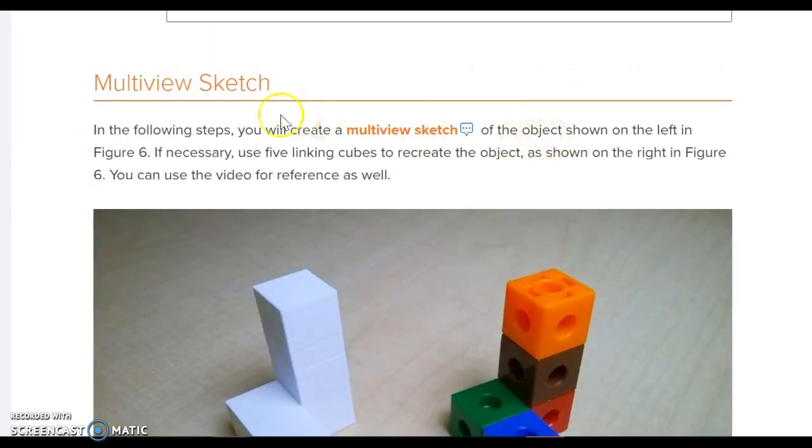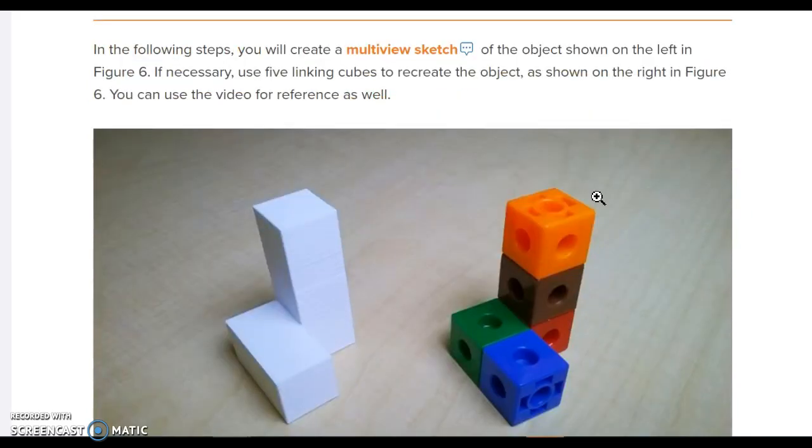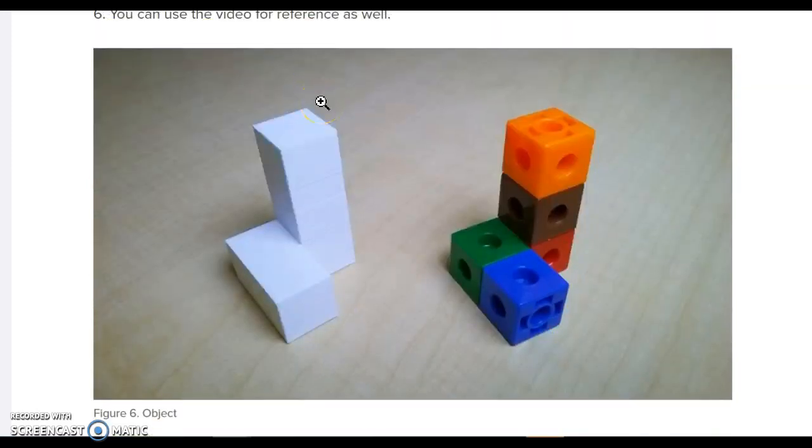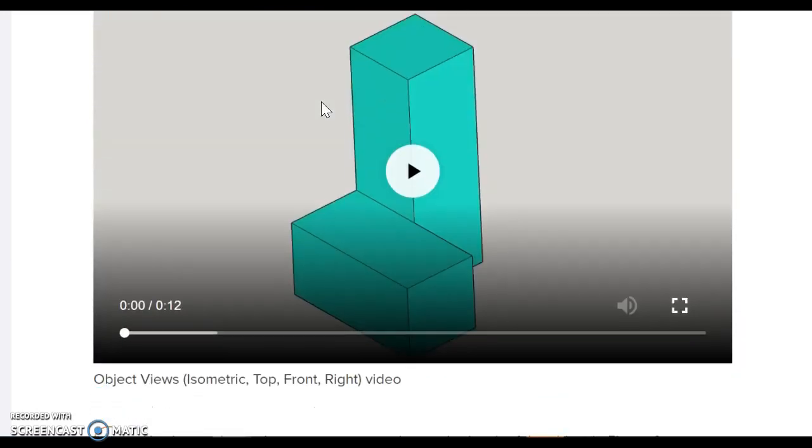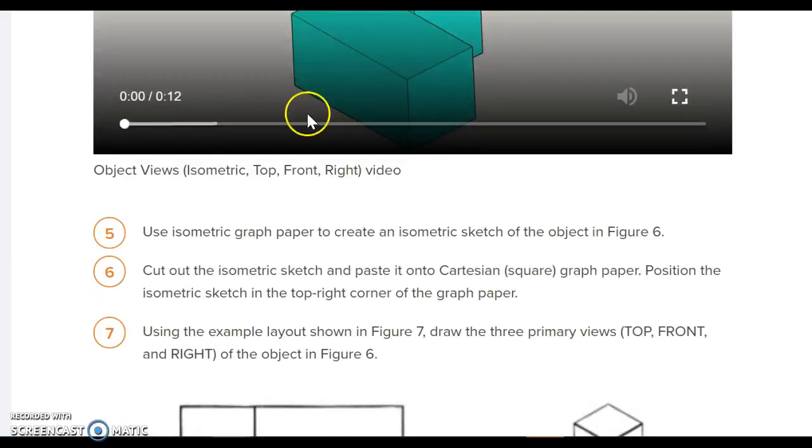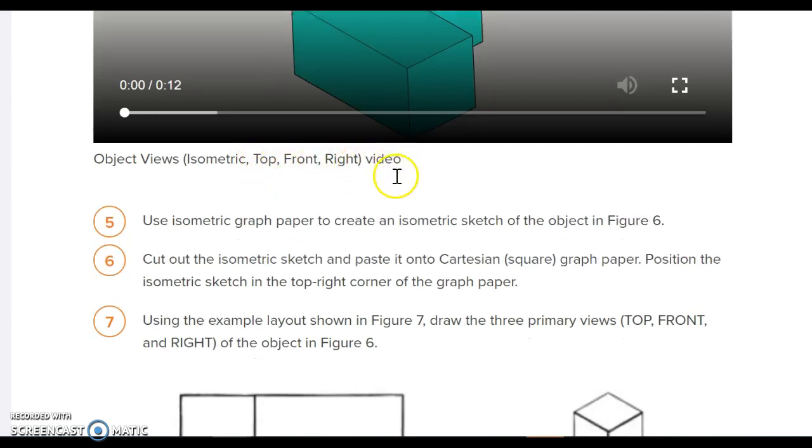Multi-view sketch. In the following steps, you will create a multi-view sketch of the object shown on the left in figure 6. If necessary, use 5 Lincoln cubes to recreate the object as shown in the figure on the right in figure 6. You can use the video for reference as well. Object views: isometric, top, front, and right on this video.